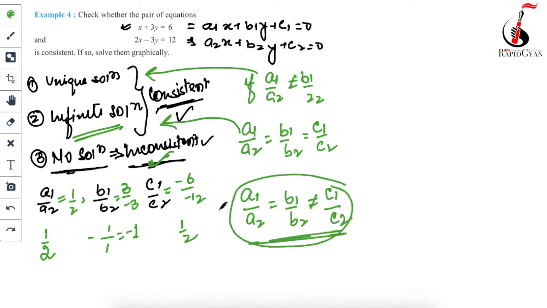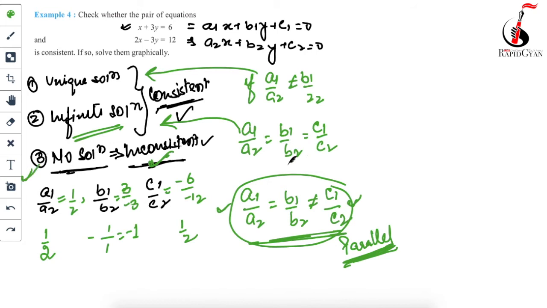So it means in this case both the lines are parallel lines. These are the things which you will have to remember. If this is the condition, both the lines are parallel lines, and if they are parallel lines, they are not going to intersect each other at any point. It means there will be no solution. Correct?